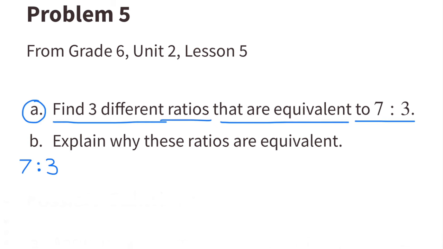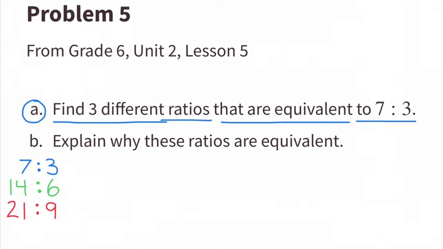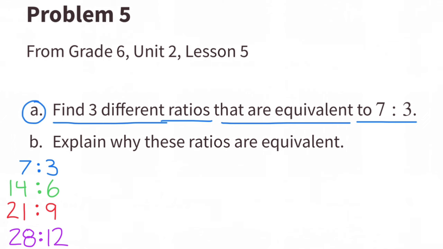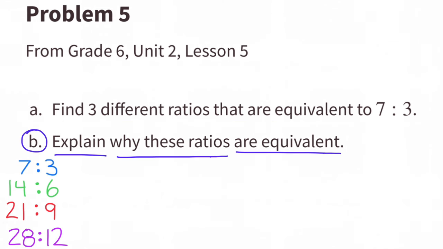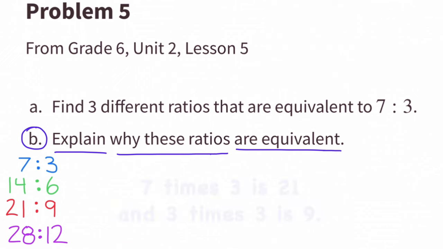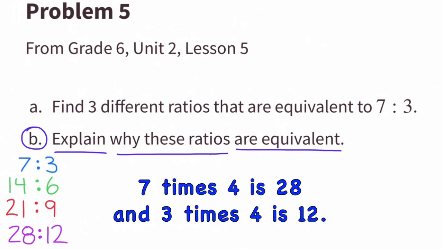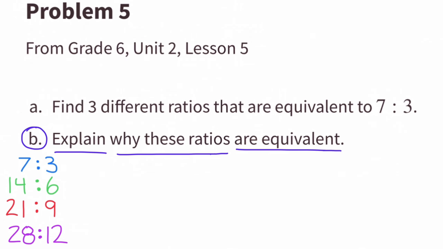A ratio of 7 to 3 is equivalent to a ratio of 14 to 6, 21 to 9, and 28 to 12. B. Explain why these ratios are equivalent. 7 times 2 is 14, and 3 times 2 is 6. 7 times 3 is 21, and 3 times 3 is 9. 7 times 4 is 28, and 3 times 4 is 12. Since the 7 and the 3 are both multiplied by 2, 3, and 4, respectively, they are equivalent ratios.